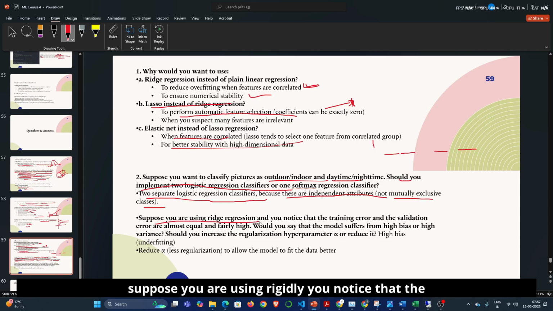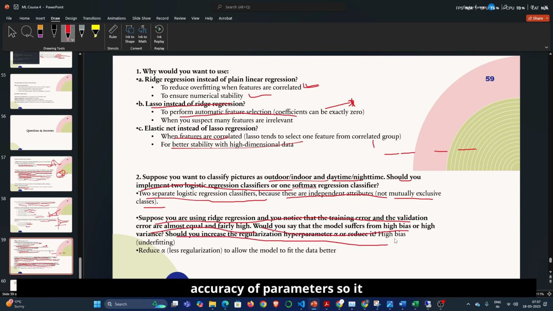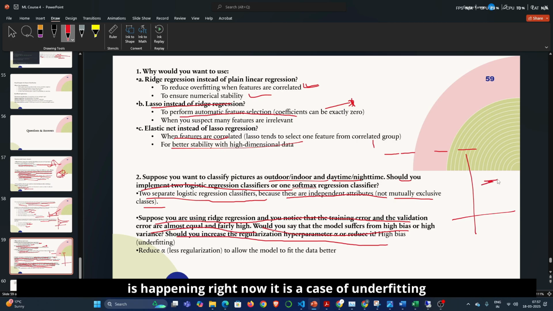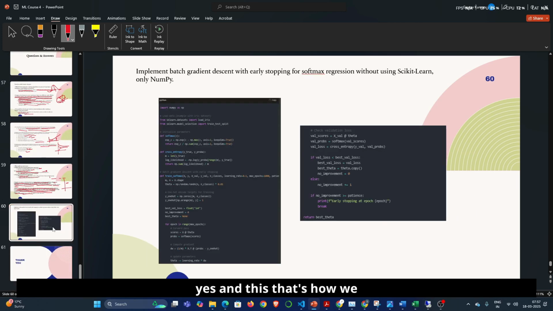Suppose you are using ridge regression, and you notice that the training error and the validation error are almost equal and fairly high. Would you say the model suffers from high bias or high variance? So we need to reduce the regularization parameter. It is the case of underfitting. Yes.